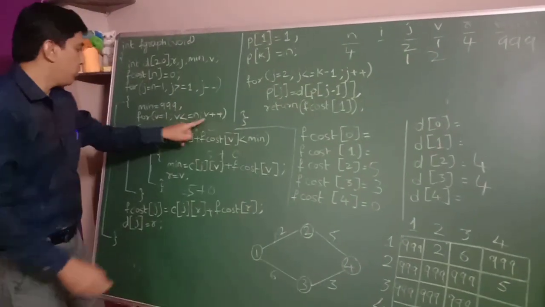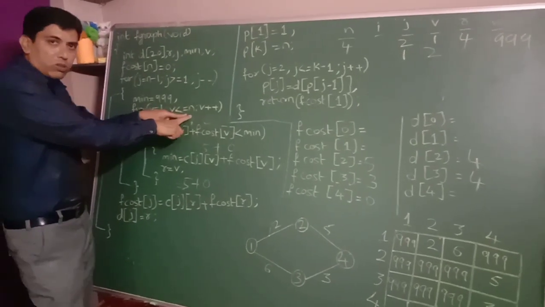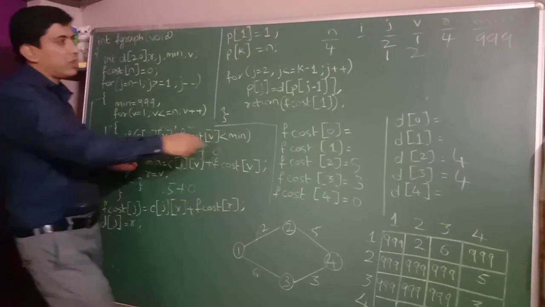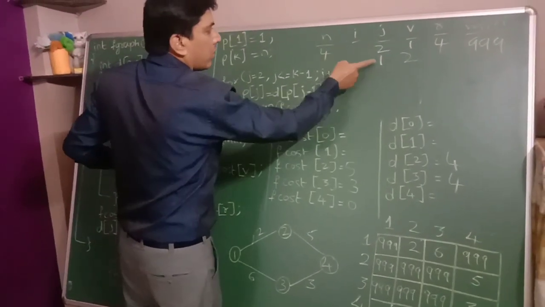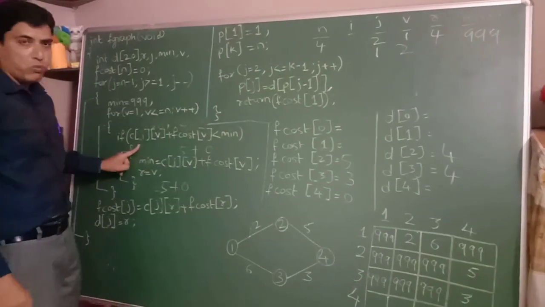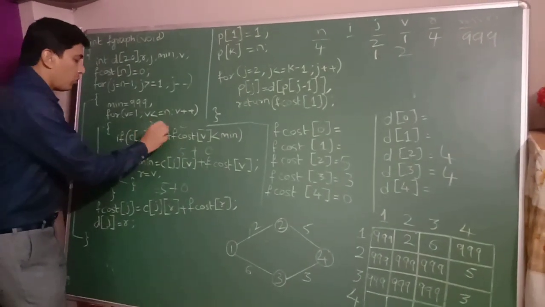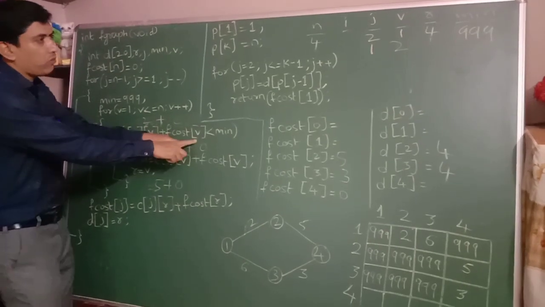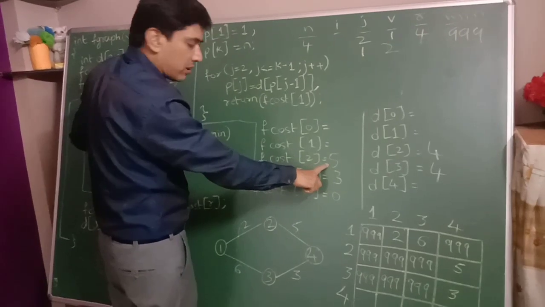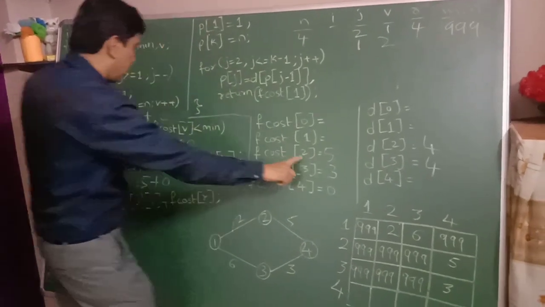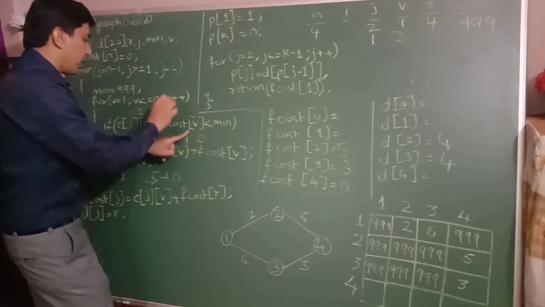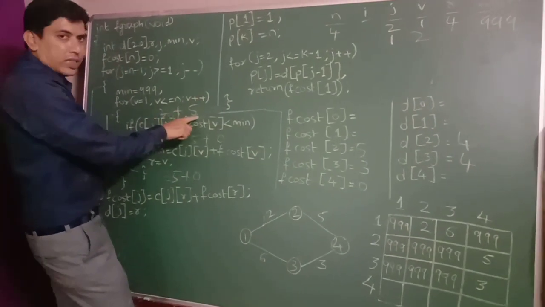Is 2 less than or equal to 4? Yes, the condition becomes true. That is J V, that is 1 2, right? So 1 2 is 2. 1 2 is 2 plus f cost of v. V is 2, that is 2 is how much? 5 here. That is f cost of 2, where v is 2. So this is 2 plus 5, right? So 2 plus 5 is 7.